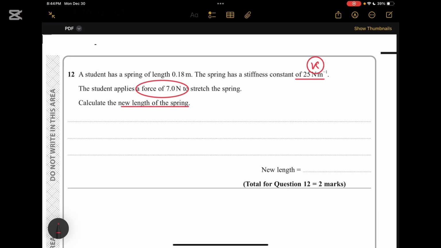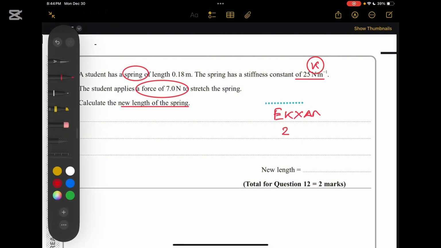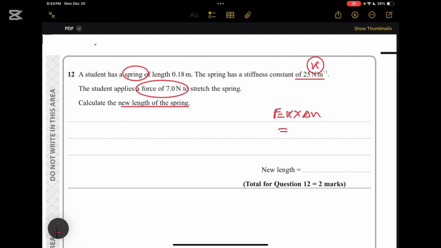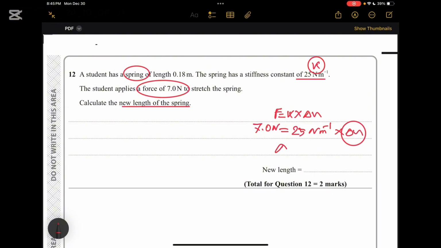When you apply a force to a spring, it will extend. So we have a formula: F equals K into delta X. We have K as 25 Newton per meter and the force as 7.0 Newton. Now we have to make delta X the subject of the equation and divide 7 by 25. So this is our delta X value.